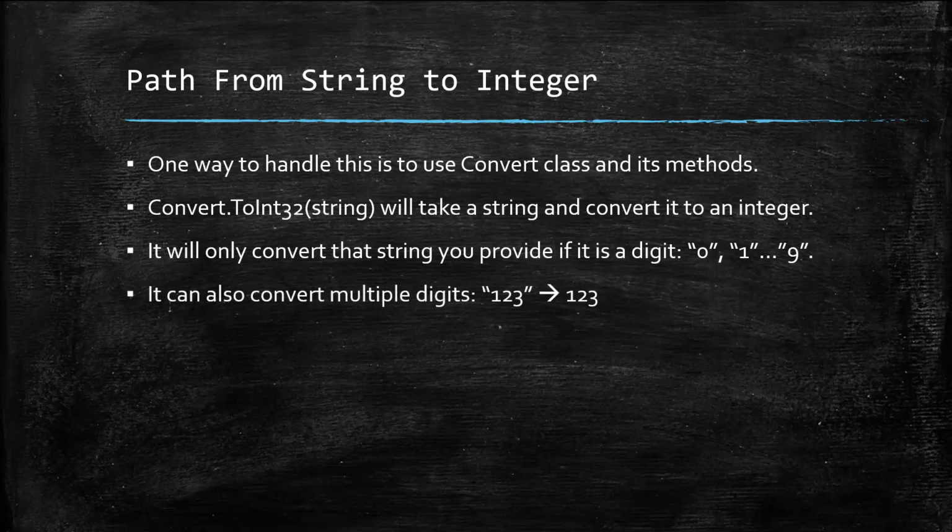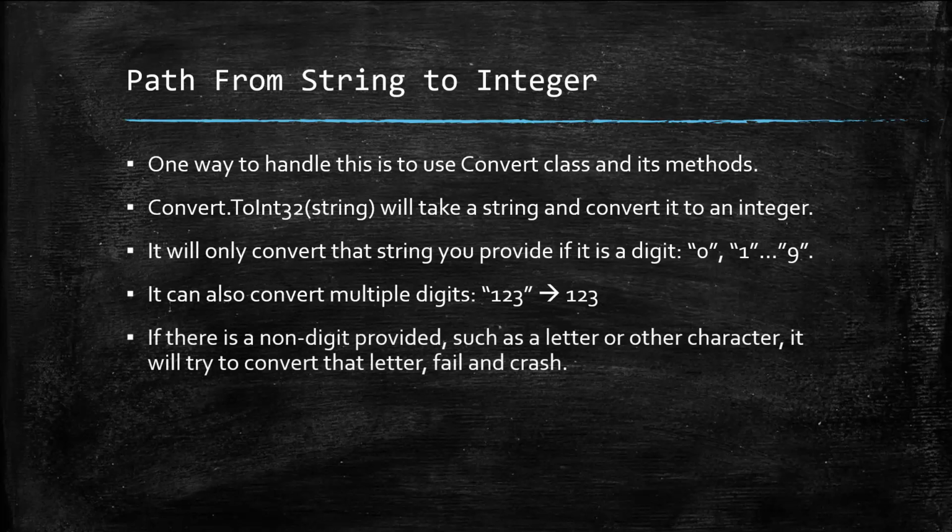It can also convert multiple digits at a time. For example, if I have 1, 2, 3, those are 3 digits, so that's fine. It will convert it from a string "123" to an integer of 123. Now, if there is a non-digit provided, such as a letter or other character, it will try to convert that letter, it will fail, and it will crash. So let's take a look at a scenario where we can see this in action.